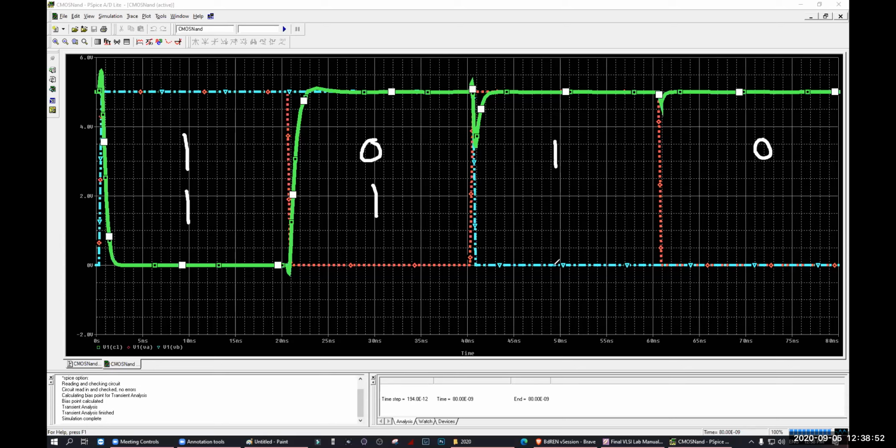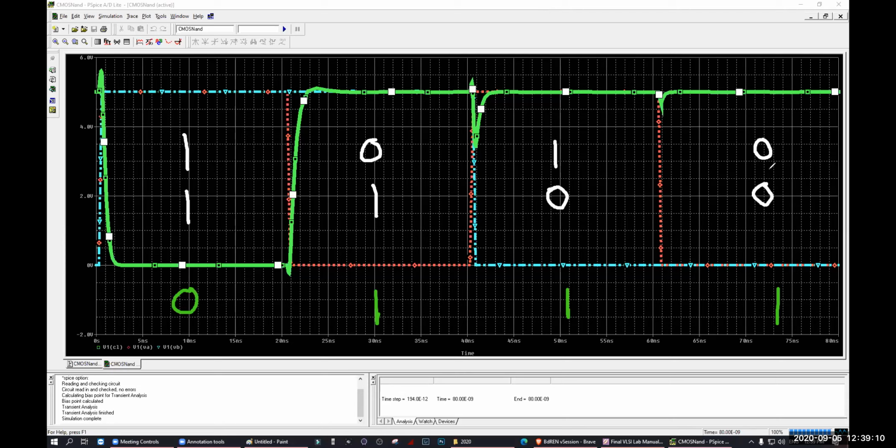How do I know that? Because it is at the ground, right? Here, can you see the teal color? It is 0. What about your output? Your output is 0 here. Your output is 1, 1, 1, 1, 1. So that is your NAND gate, right?